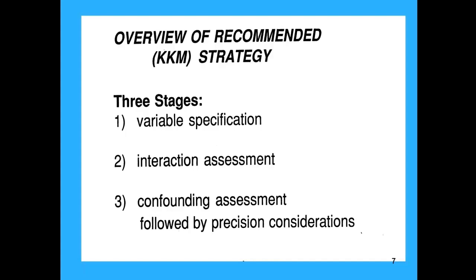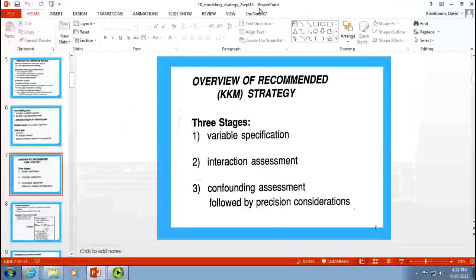So you better think about whether the DAG suggests that it's an intervening variable or a confounder. And now you remember, in fact, I'll show you some quick pictures of that.